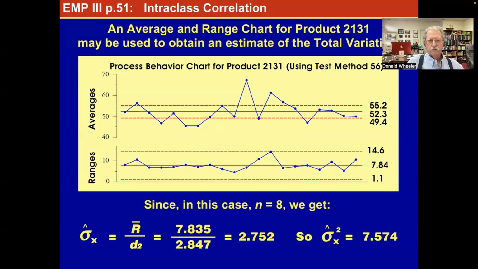So here we have subgroup size 8, a subgroup from each day's production, and our average range is 7.835 with a subgroup size of 8. Sigma X hat is R bar over D2, 7.835 over 2.847, 2.752. So sigma X hat squared is 7.574.